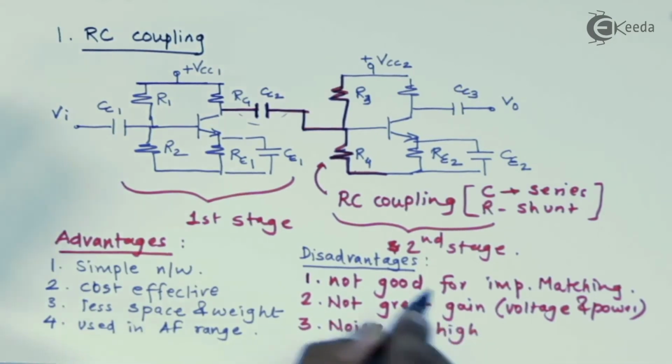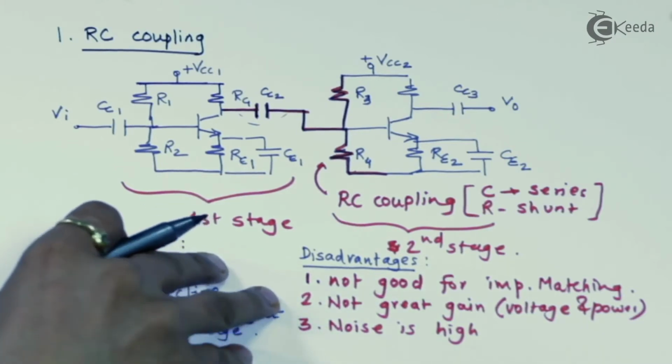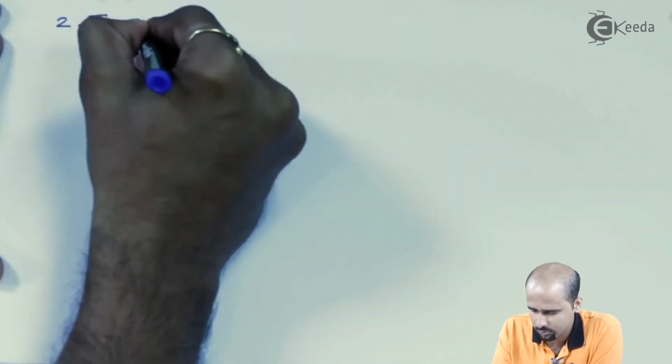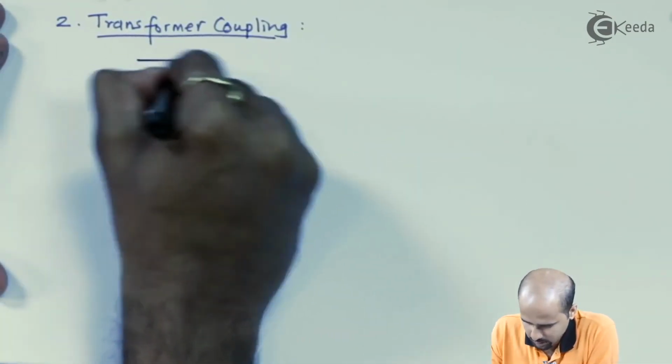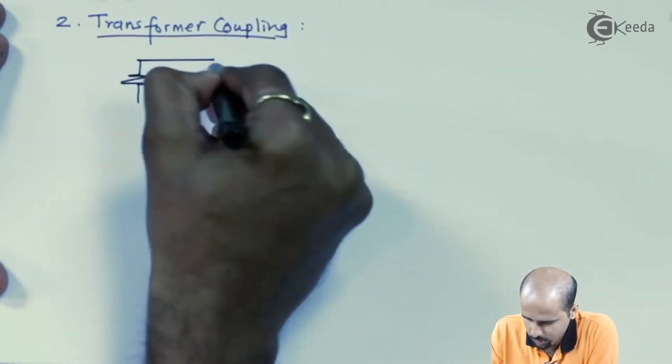So far we have discussed the advantages. If the advantages are dominating over the disadvantages, then we'll be using this RC coupling, as far as customer requirement is concerned. Then we will learn the second type of coupling, that is nothing but this transformer type of coupling. We will learn that.